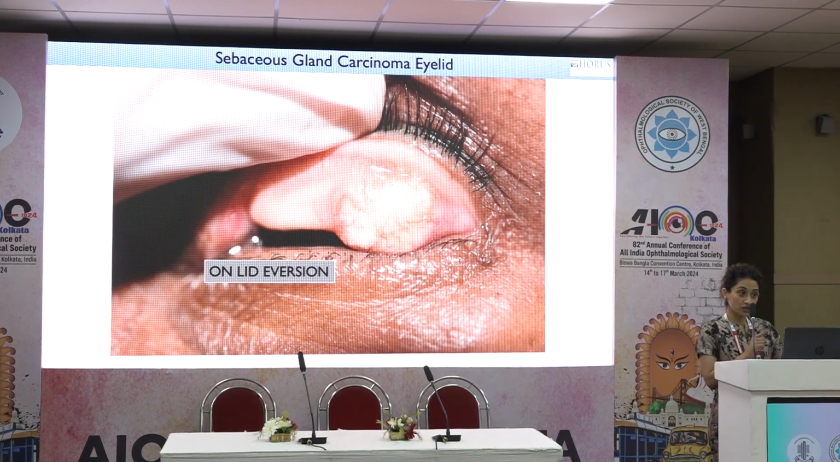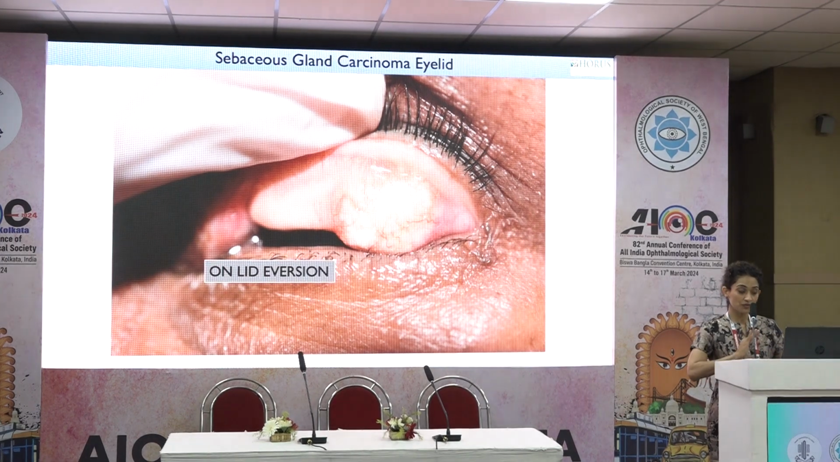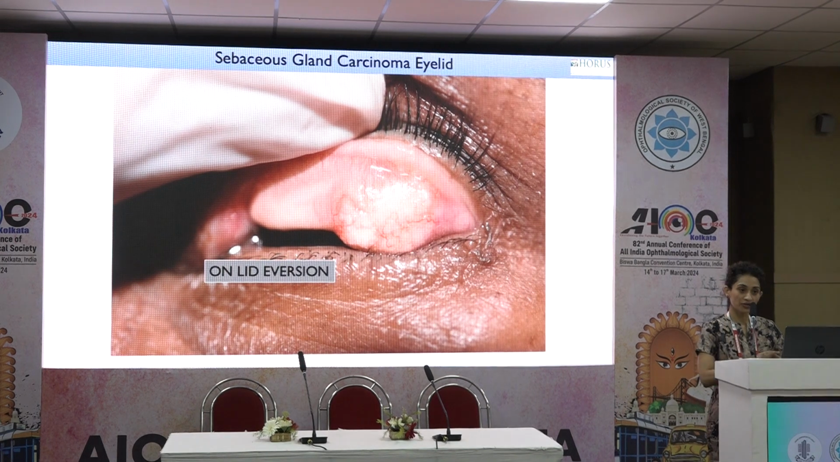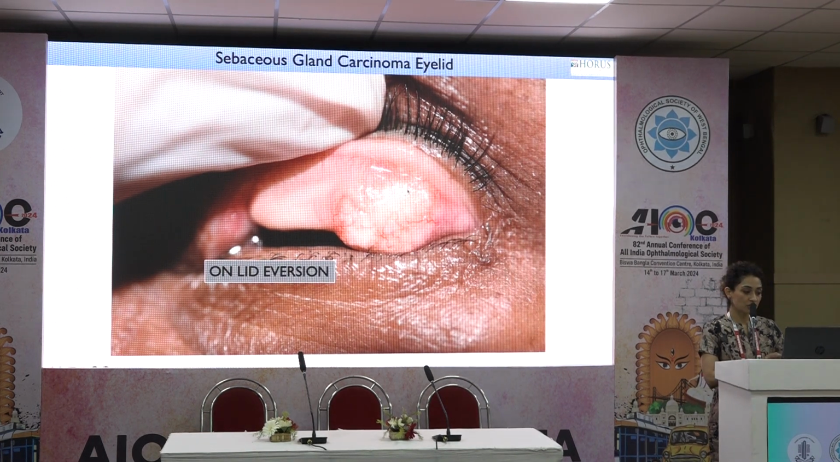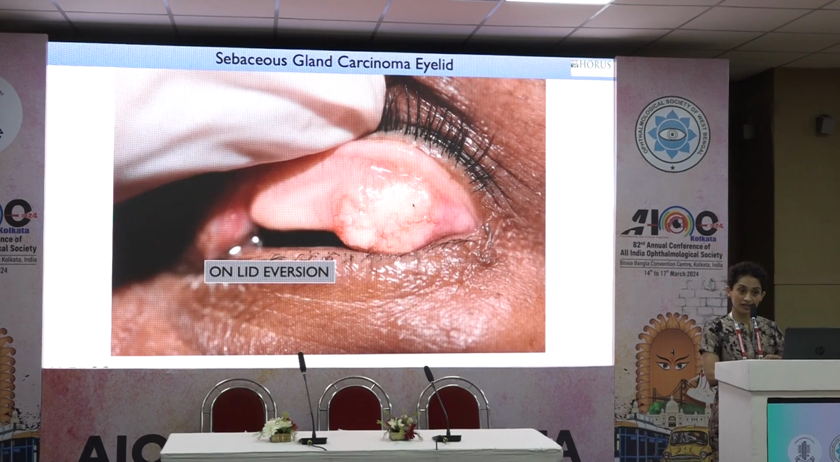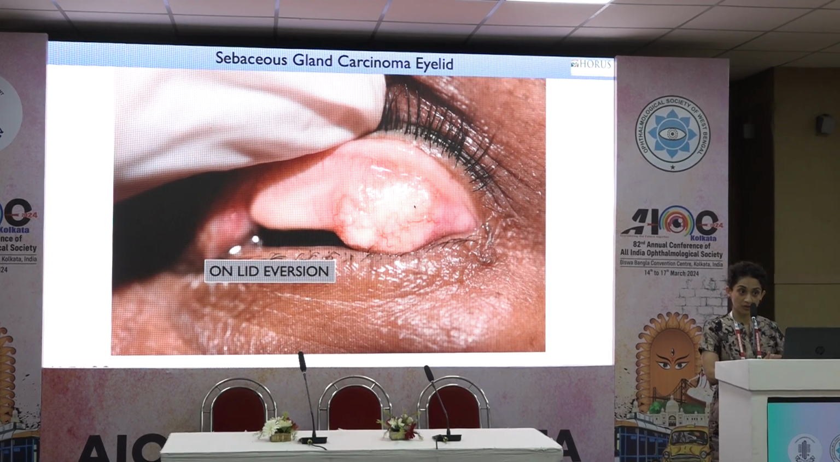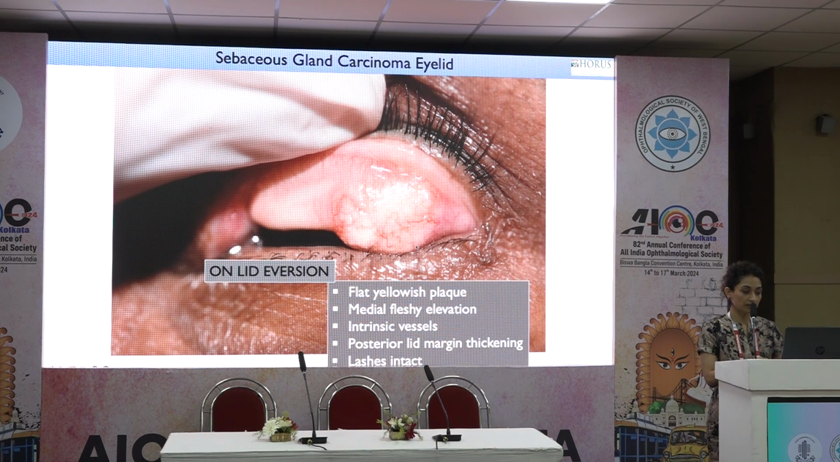On eversion of the eyelid, this is a very plaque-like, flat, yellowish lesion with a lot of vascularity. You can see that this tumor has extension, invasiveness into the margin, although there is no lash loss. Very typical of a sebaceous gland carcinoma. So I go ahead thinking that I should get a clear margin. That is why tissue is so very important.